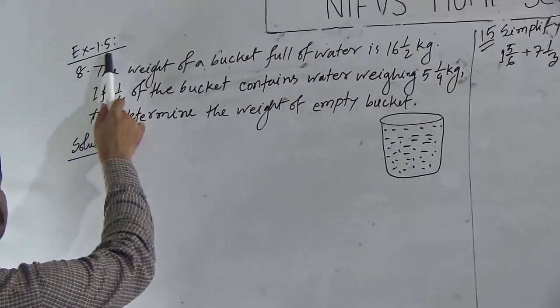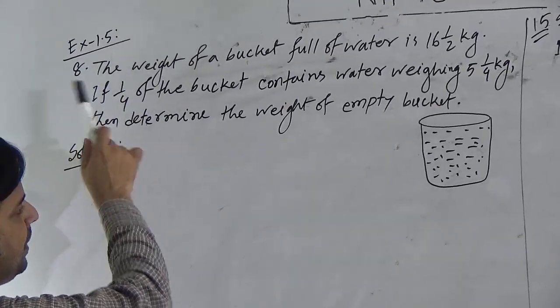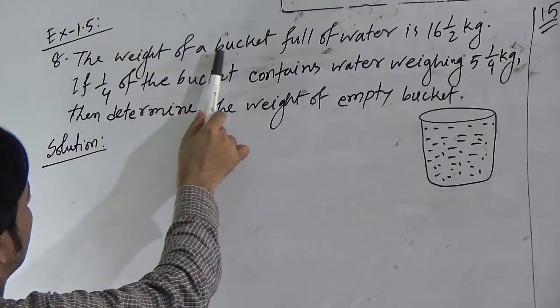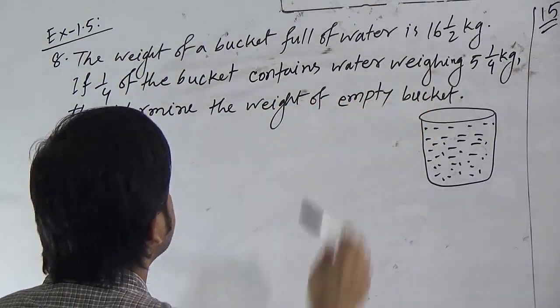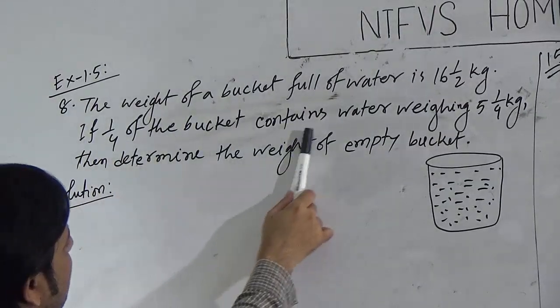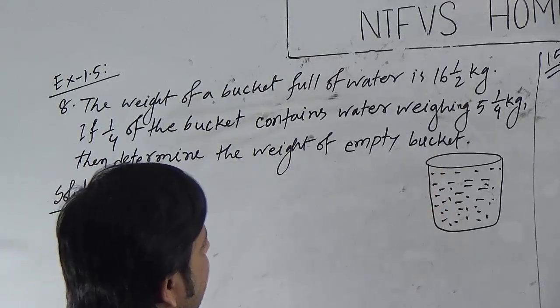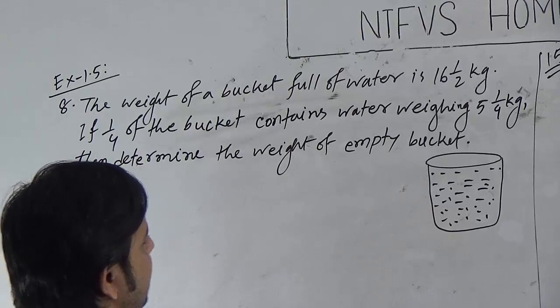First one, exercise 1.5, question 8. I have written a word problem here. The weight of a bucket full of water is 16 integer 1/2 kg. If 1/4 part of the bucket contains water weighing 5 integer 1/4 kg, then determine the weight of the empty bucket.